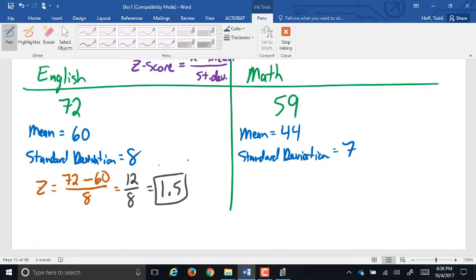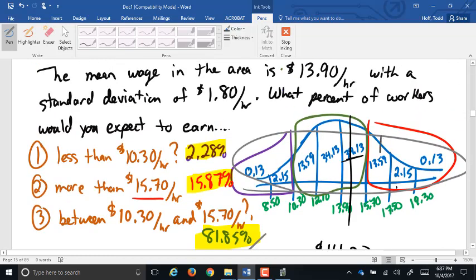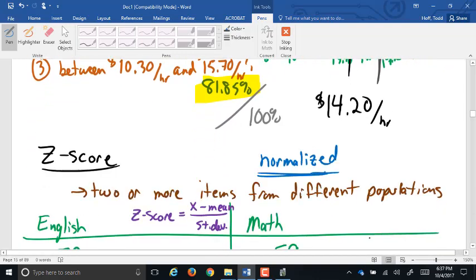So that's pretty impressive. So we're 1.5 standard deviations above the mean. That's pretty good. And if we look back at this curve, 1.5 standard deviations is somewhere in here. We're way more than 85%, better than 85% of the people there.